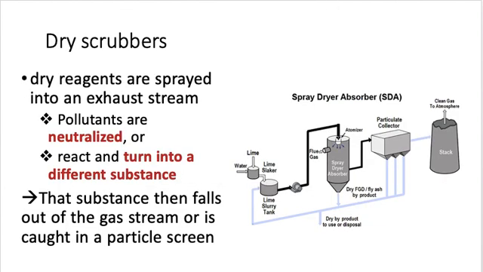So then there are dry scrubbers. These are where dry reagents are sprayed into an exhaust stream, and then the pollutants get neutralized or reacted in some way to turn them into a different substance. Then that substance falls out of the gas, because it's heavier, we reacted it, and it gets caught in a particle screen, and that particle screen keeps it from escaping, and then we can dispose of those particles separately in another cleaner method.